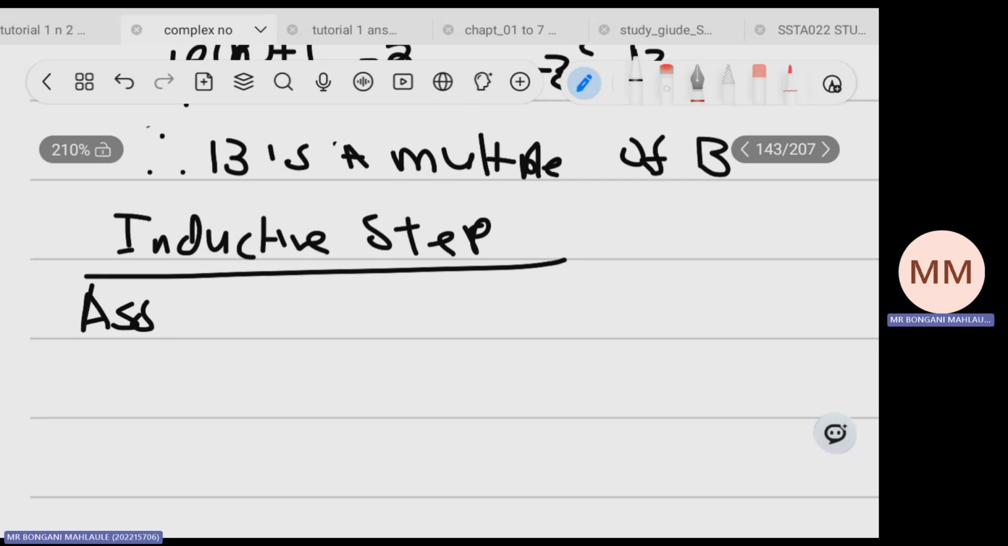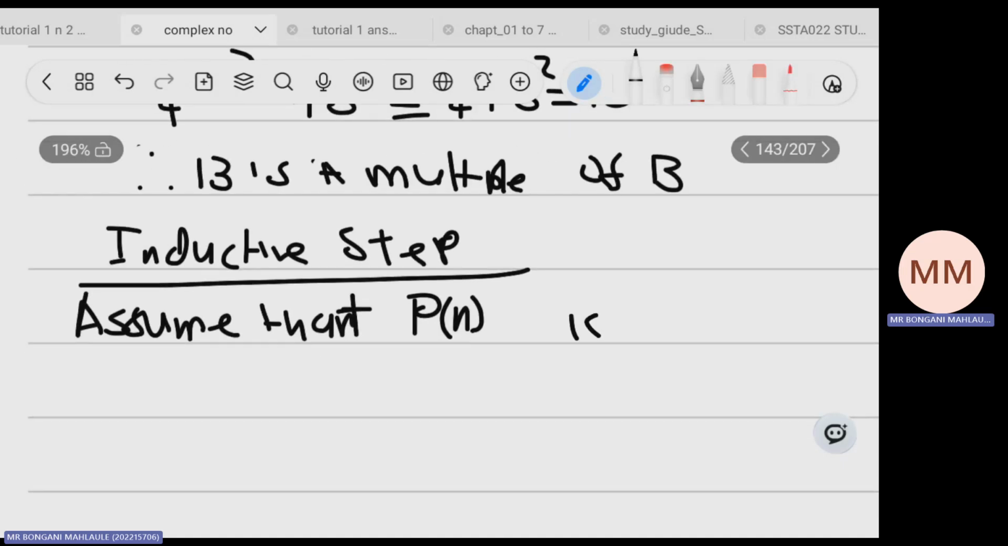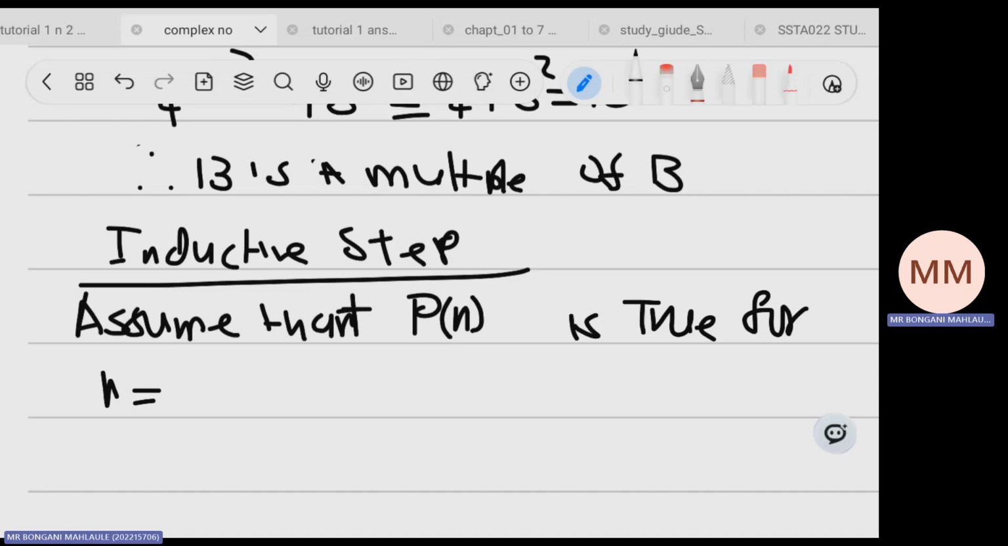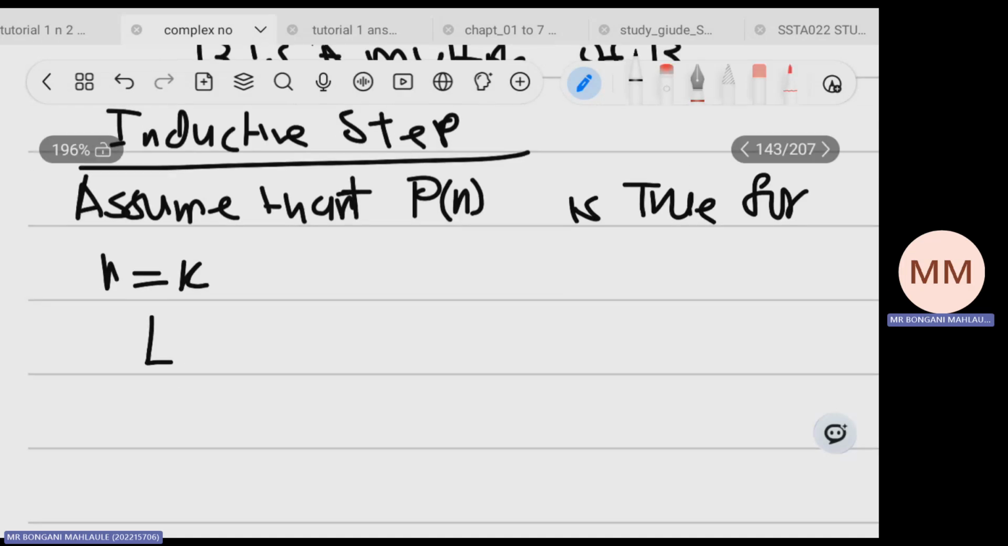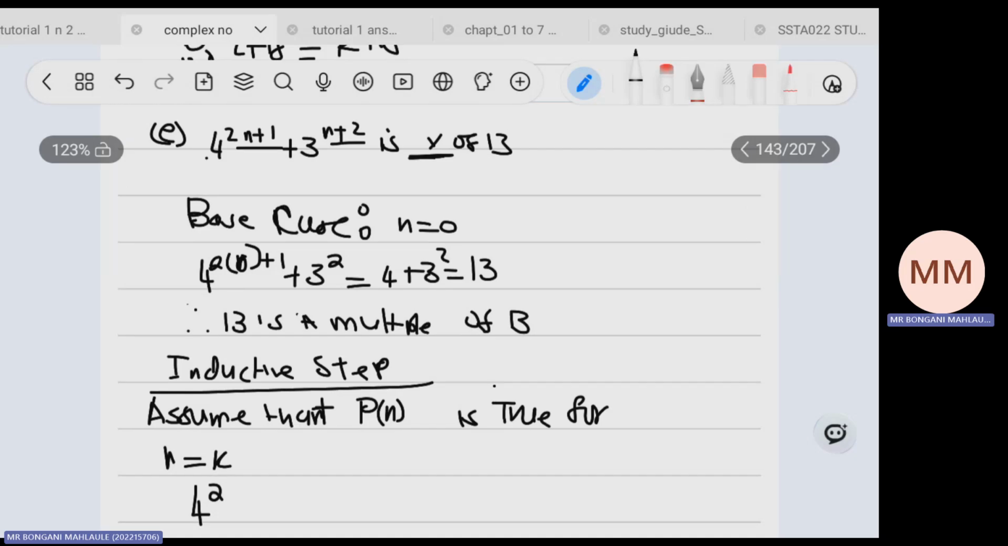So I'm going to assume that P of n is true for n equal to k. So you'll replace everywhere with k there.